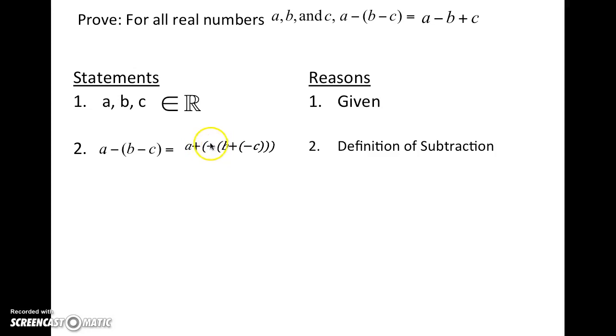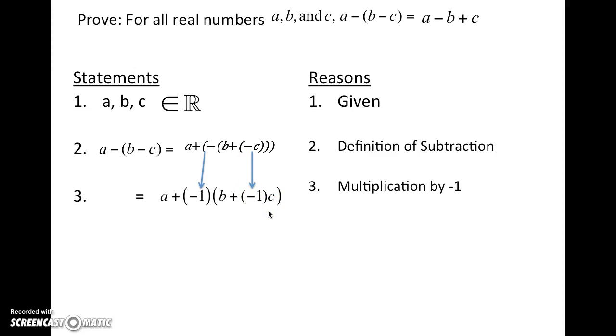But the thing is, we don't have a number in front to distribute. So negative of a number is the same as what? Think of what property tells us that we can change this into a number. We can also do this here for negative c. If you said multiplication by -1, you are correct. Negative of this sum is the same as -1 times the sum, and negative c is the same as -1 times c. Multiplication by -1.